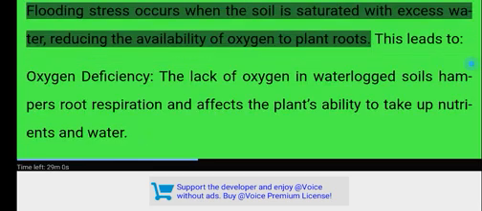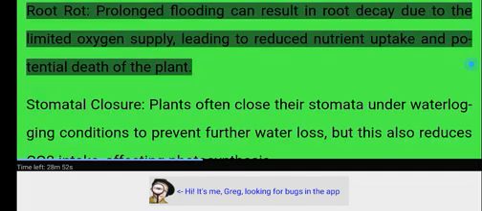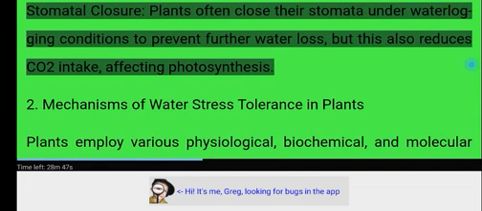B. Flooding stress. Flooding stress occurs when the soil is saturated with excess water, reducing the availability of oxygen to plant roots. This leads to oxygen deficiency. The lack of oxygen in waterlogged soils hampers root respiration and affects the plant's ability to take up nutrients and water. Root rot: prolonged flooding can result in root decay due to the limited oxygen supply, leading to reduced nutrient uptake and potential death of the plant.